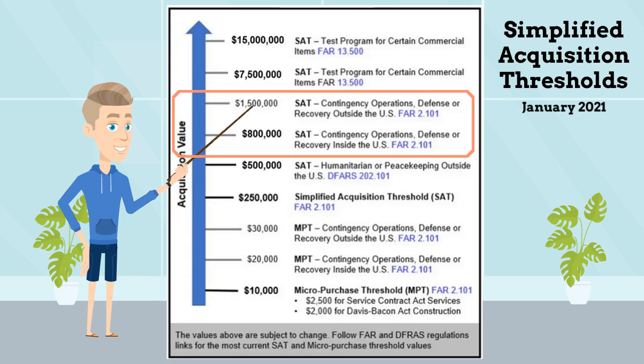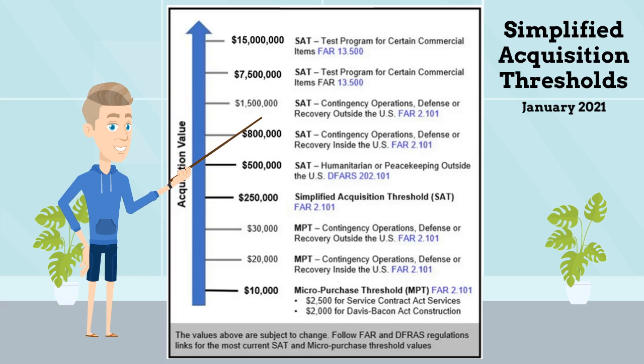The simplified acquisition threshold is $800,000 for contracts awarded and performed, or purchases made, inside the United States. $1.5 million for contracts awarded and performed, or purchases made, outside the United States. Make sure you check FAR Part 2 and 13 for the latest thresholds as they are subject to change.